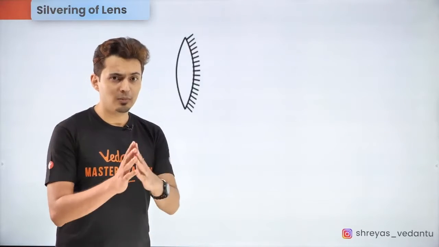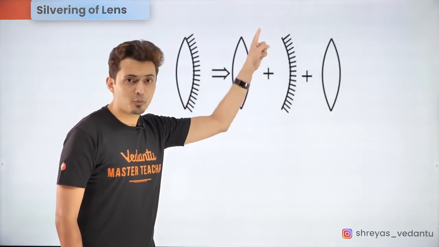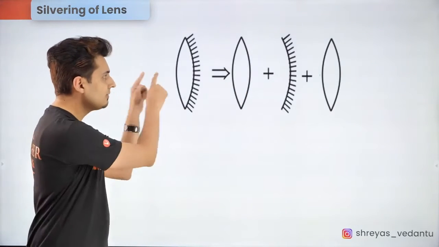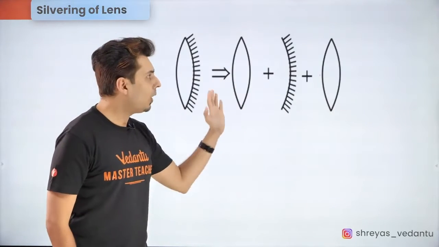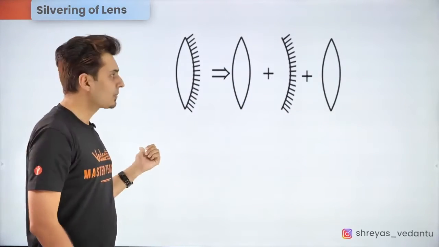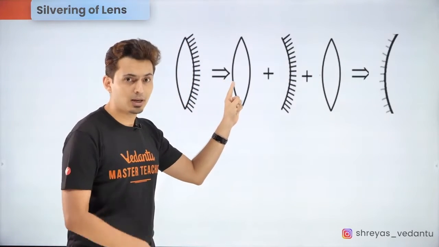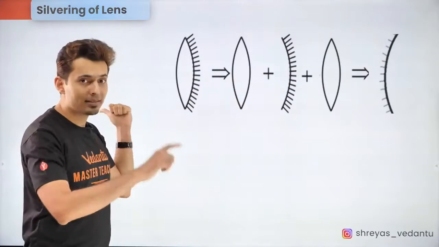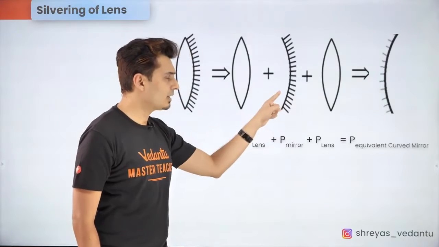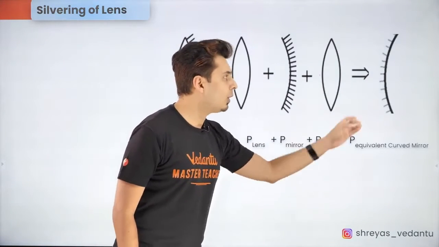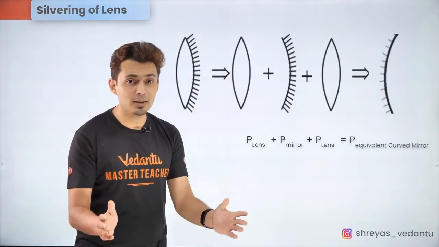In case of a lens which is silvered on one side, what you need to do is convert it by breaking it up into two lenses and one curved mirror. Now what happens is the refraction happens 2 times and the reflection happens once, hence the 2 lenses and the mirror. Now all of these 3 can be combined together into one single mirror, because the rays which are falling onto the silvered lens effectively return back, so it behaves like a curved mirror. Now all you need to do is add the power of the lens and the power of this mirror. That will give you the power of the equivalent mirror.